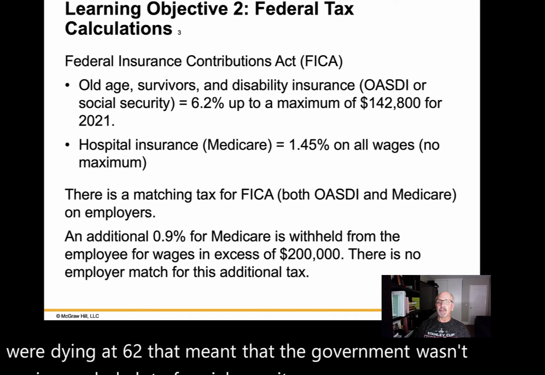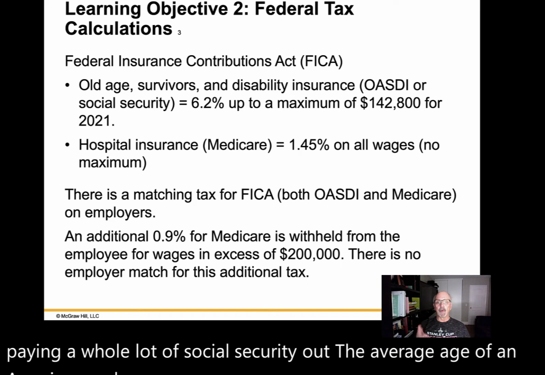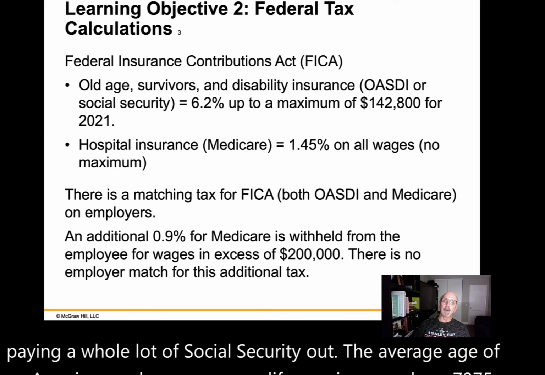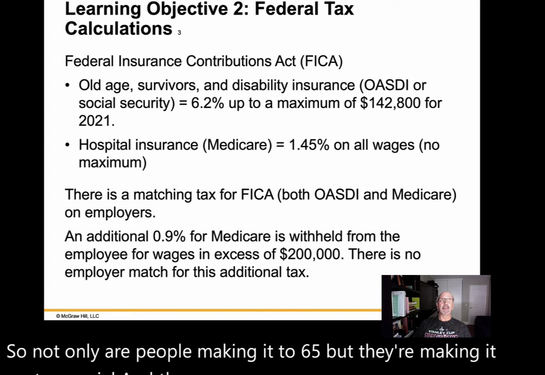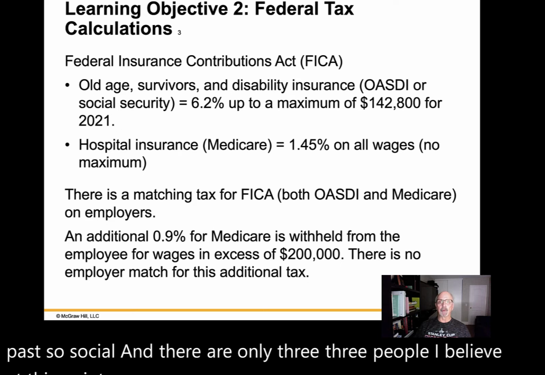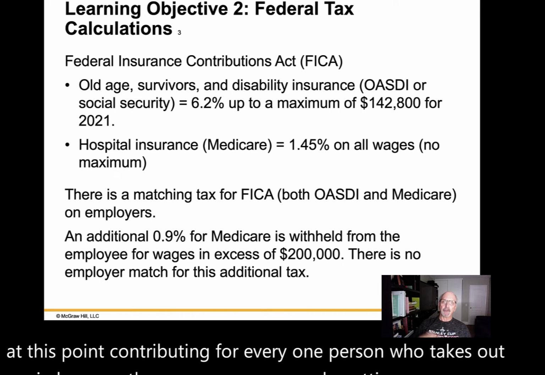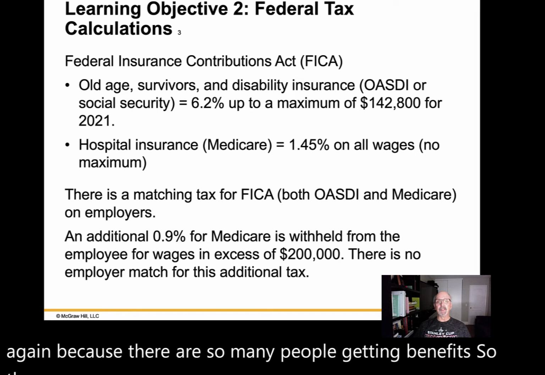The average lifespan of an American male now is somewhere around 72 to 75. So not only are people making it to 65, but they're making it past. And there are only three people, I believe, at this point, contributing for every one person who takes out, because there are so many people getting benefits. So the system needs to be fixed.